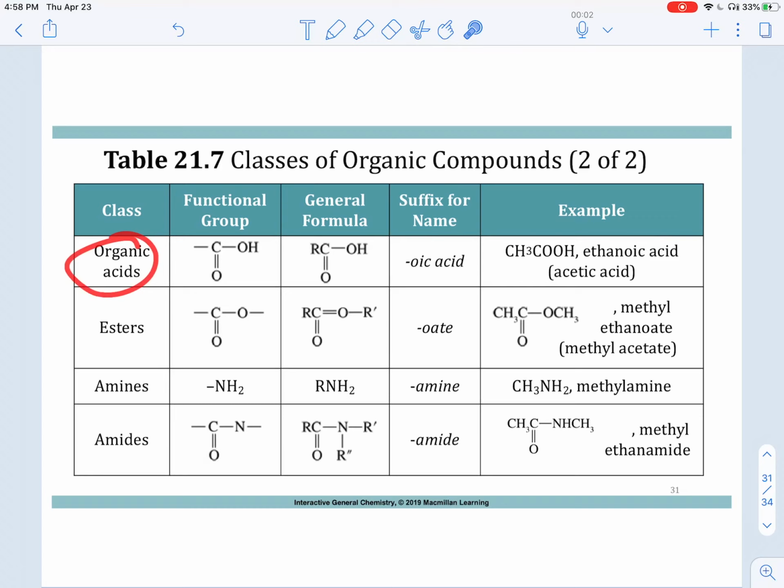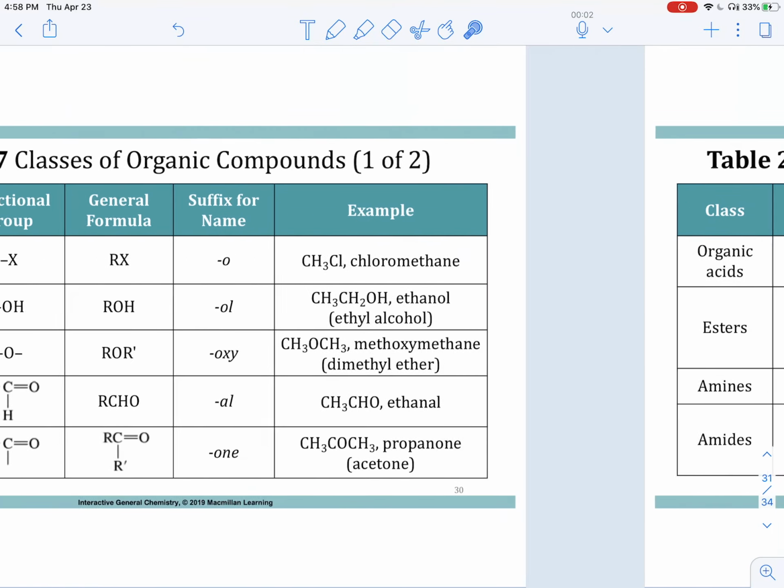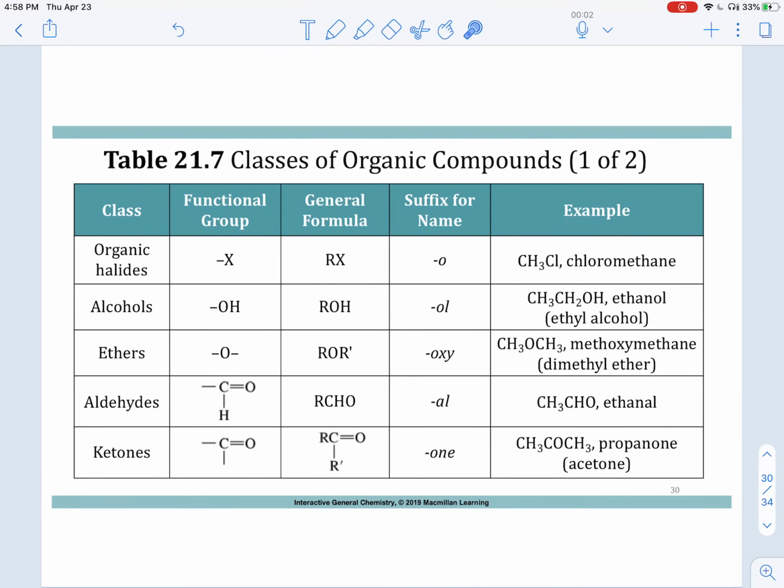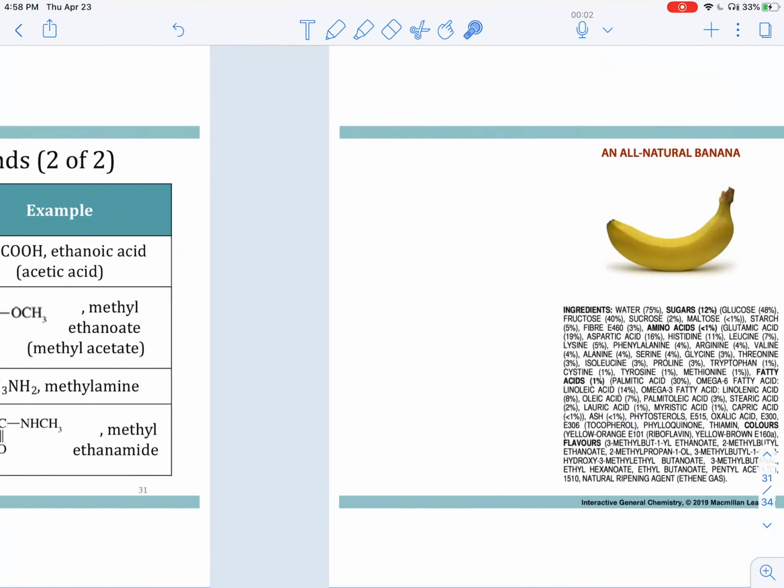Then we looked at organic acids. These are the carboxylic acid groups. We use the oic suffix there. Esters, we use the oate suffix. Amines, we just call amine. In amides, we use whatever's coming off the N, in this case a methyl. And then where did this come from? Ethanoic acid gets changed to ethanamide. So quite a bit. You guys will have to be responsible for classifying, identifying, drawing, and naming all of these types of structures for this section.